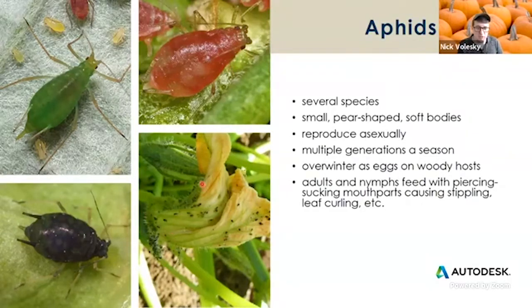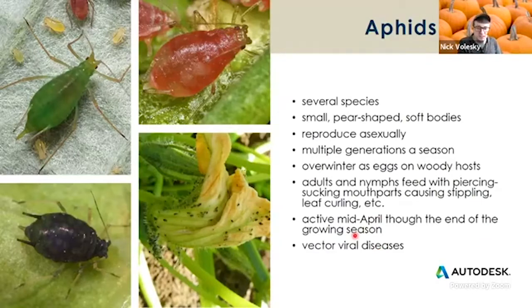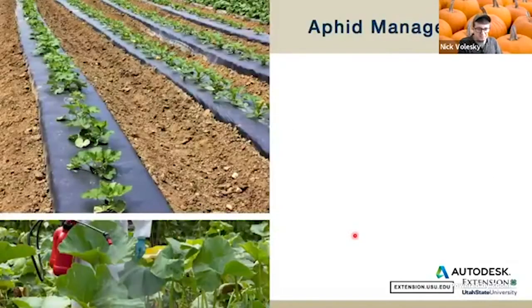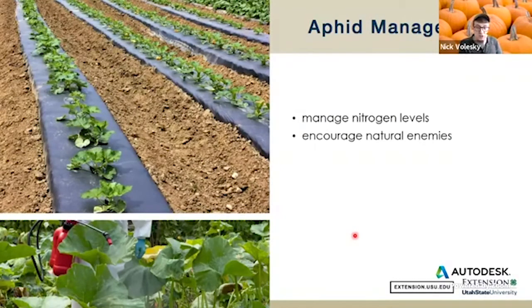So here's a photo of a bunch of aphids on a pumpkin flower. They're active mid-season through the end of the growing season. And again, they vector viral diseases. So to manage them, you don't want to over-fertilize your plants because aphids are attracted to those high nitrogen levels. You want to encourage natural enemies. So if you're familiar with like the ladybugs, lacewings, anything that can benefit your plants by killing off the aphids, it's good to have around. You want to keep your area pristine and weed-free because weeds can serve as an alternate host for aphids.